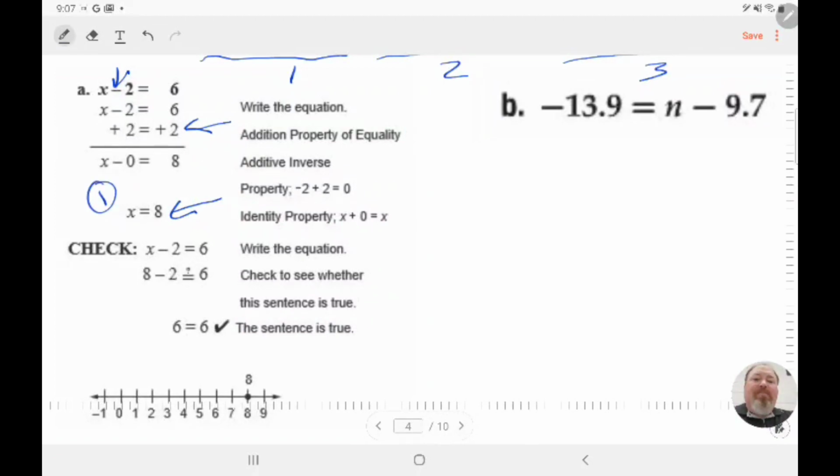Then to check it, we simply take our solution of 8 and plug it in for the variable x, which is what is done here. So 8 minus 2 should equal 6.